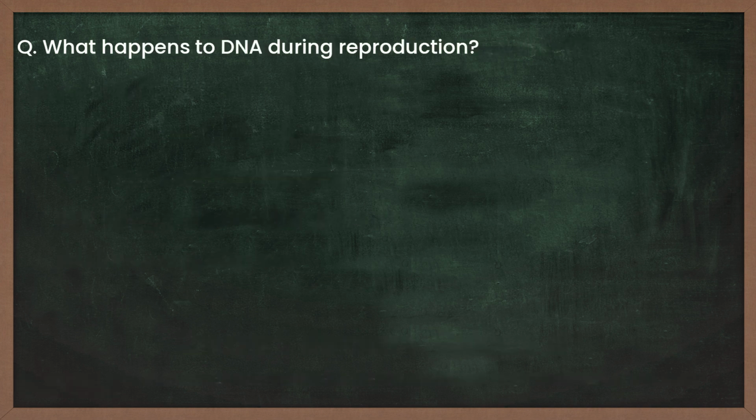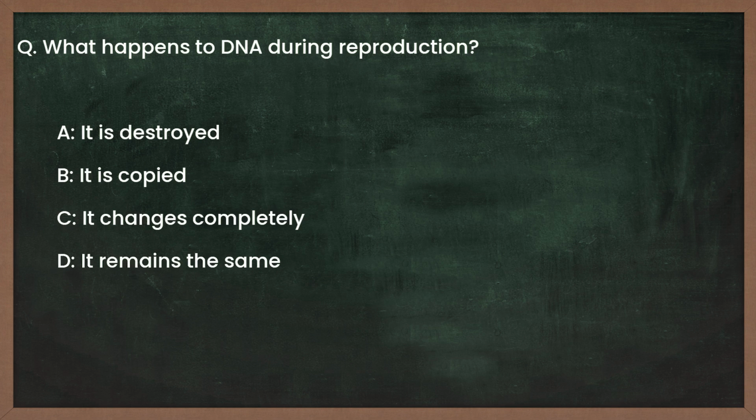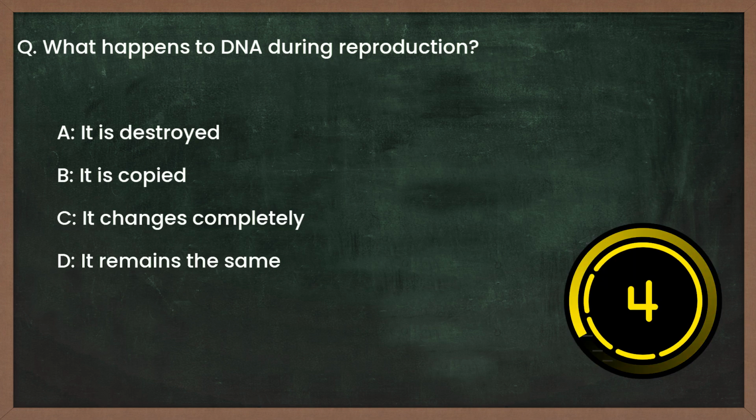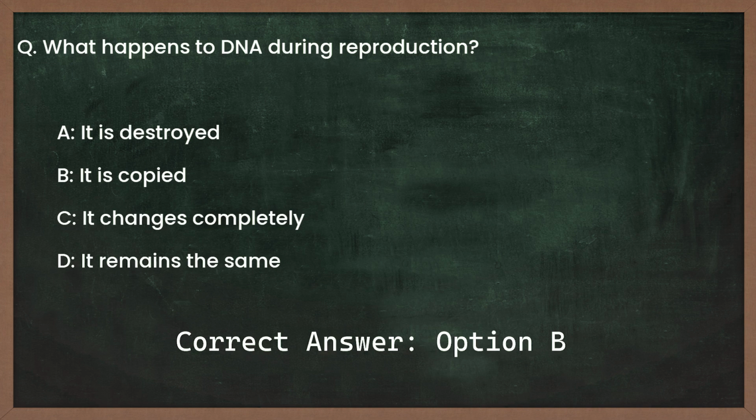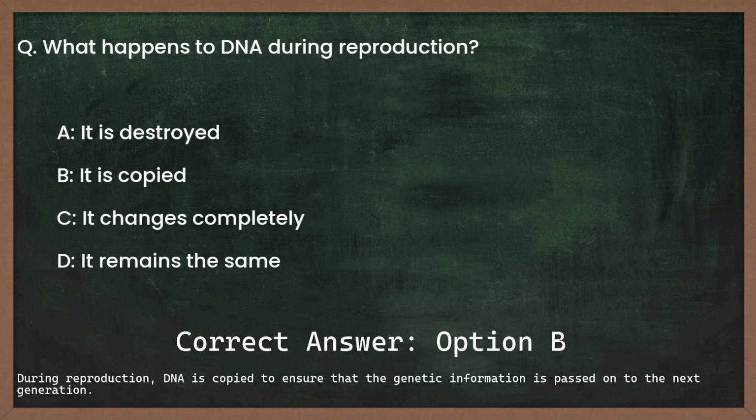Question: what happens to DNA during reproduction? Option A, it is destroyed. Option B, it is copied. Option C, it changes completely. Option D, it remains the same. You have 5 seconds to answer the question. The correct answer is option B, which is it is copied. During reproduction, DNA is copied to ensure that the genetic information is passed on to the next generation.